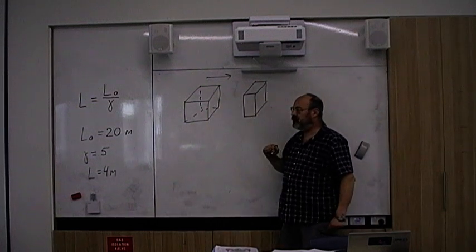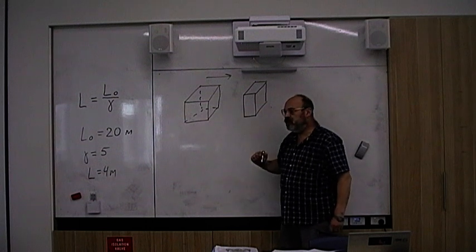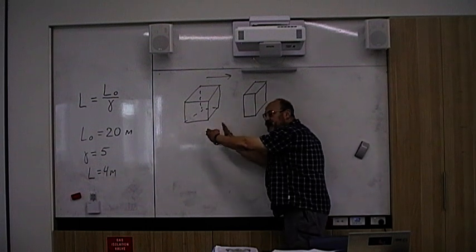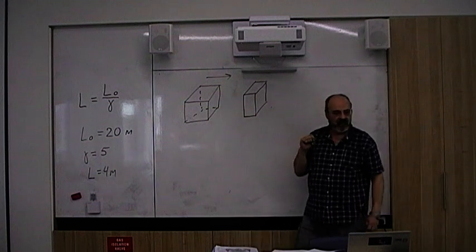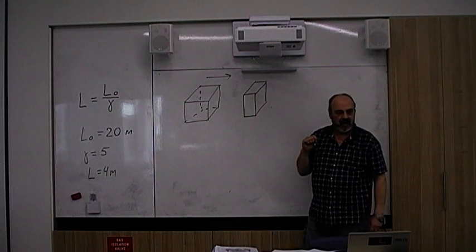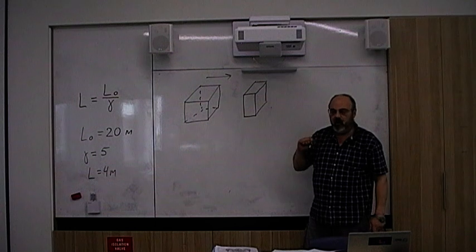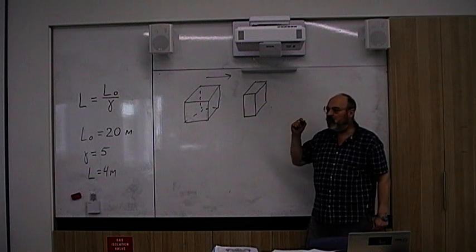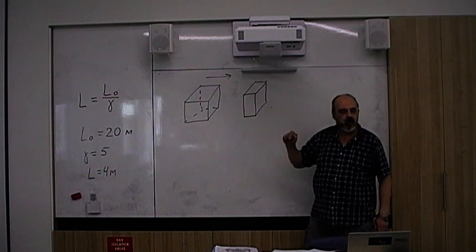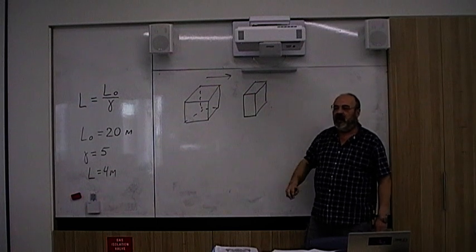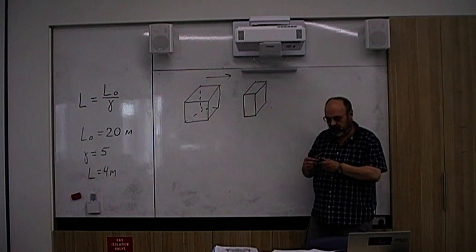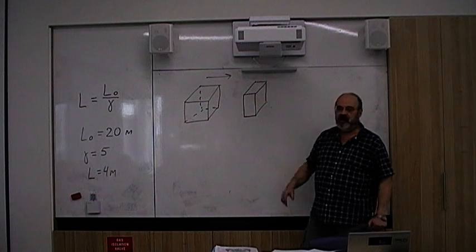All other dimensions, only the dimension along the motion in this way, it shrinks. Height does not affect it. The width is not affected. Only this dimension will be affected. So of the three dimensions, only in the direction of the motion does it look short. In all other dimensions it is the same size.